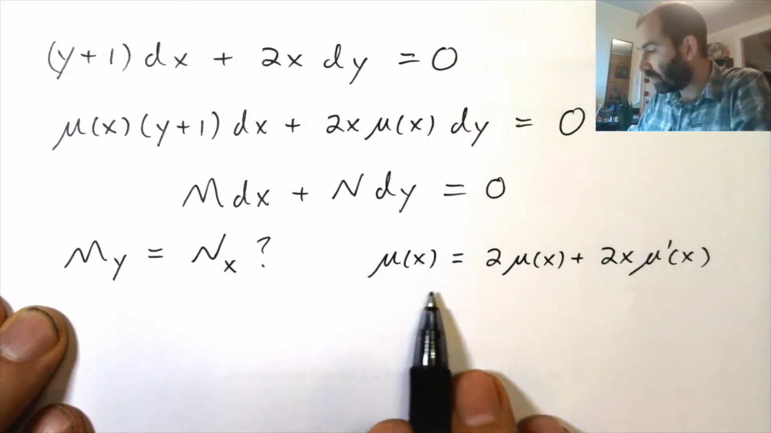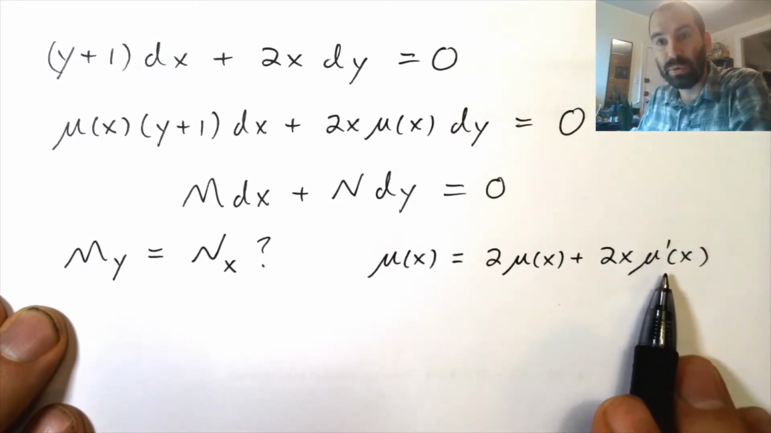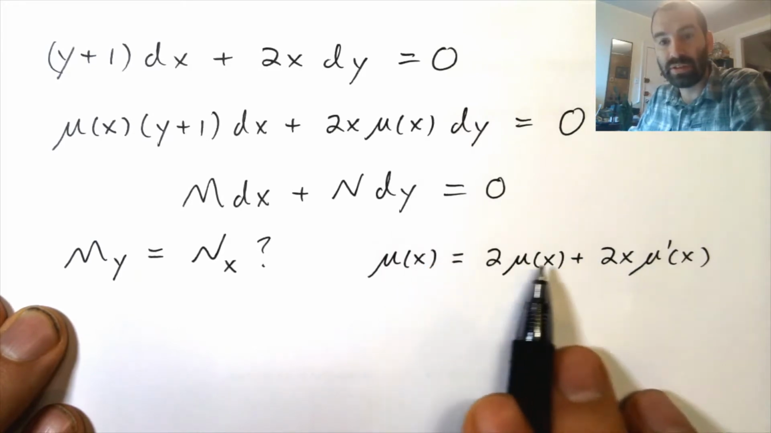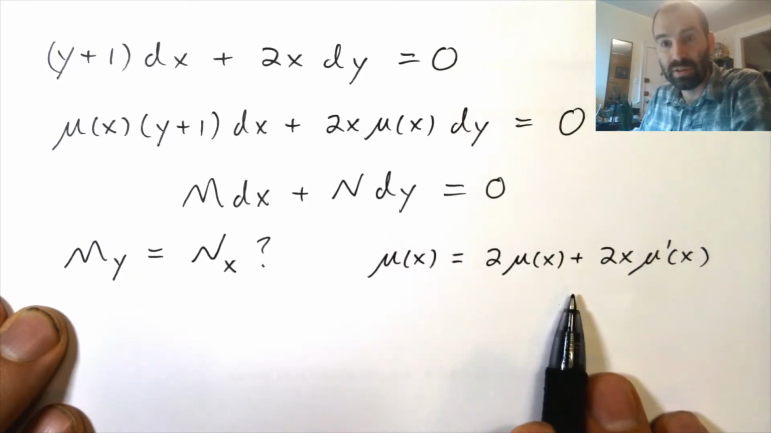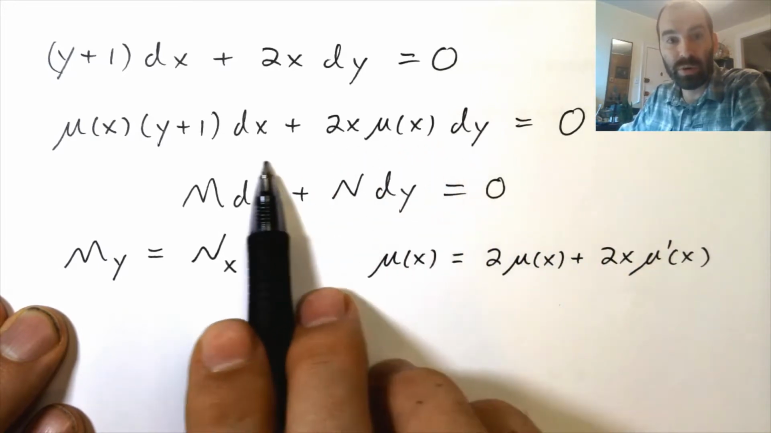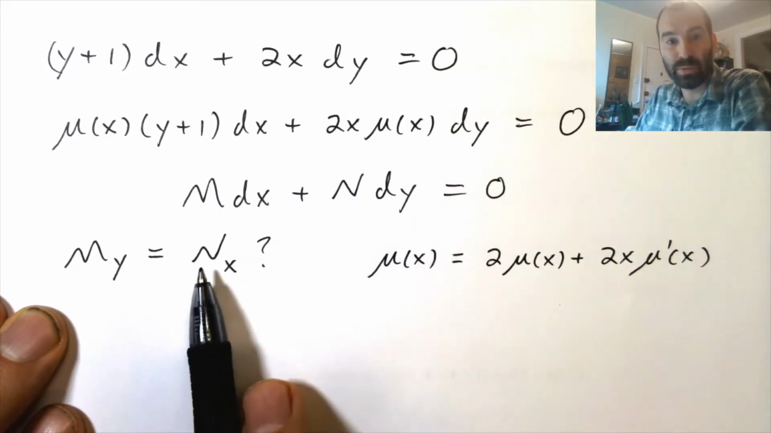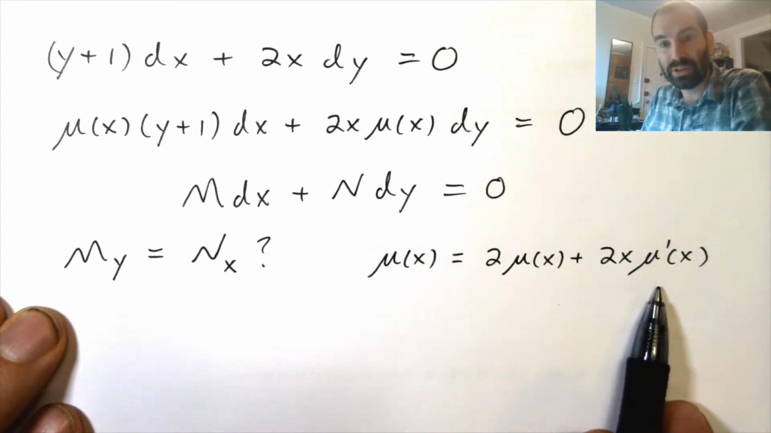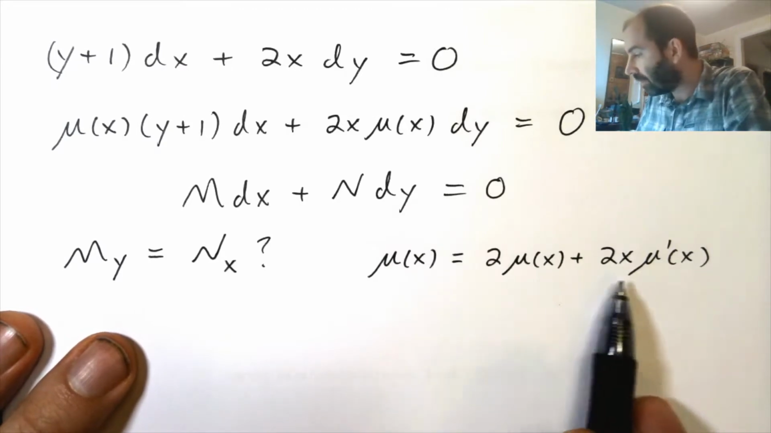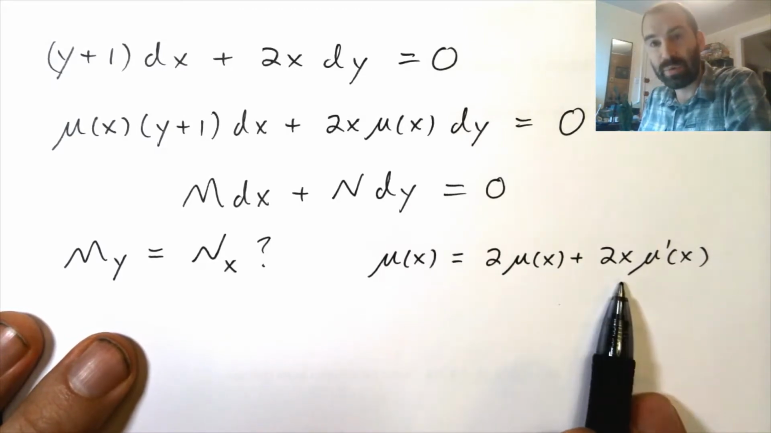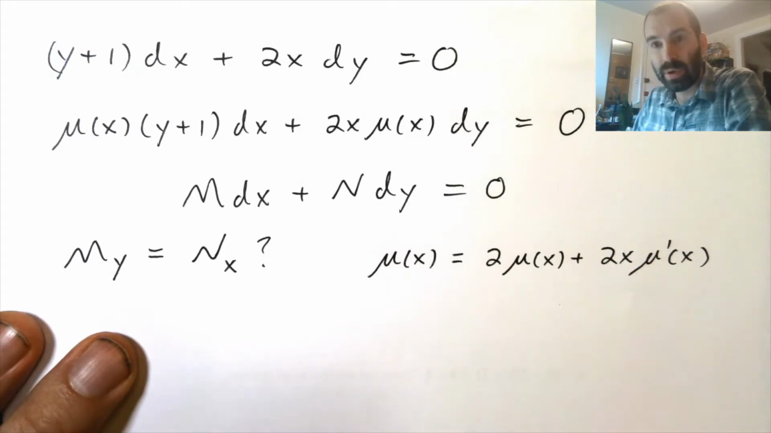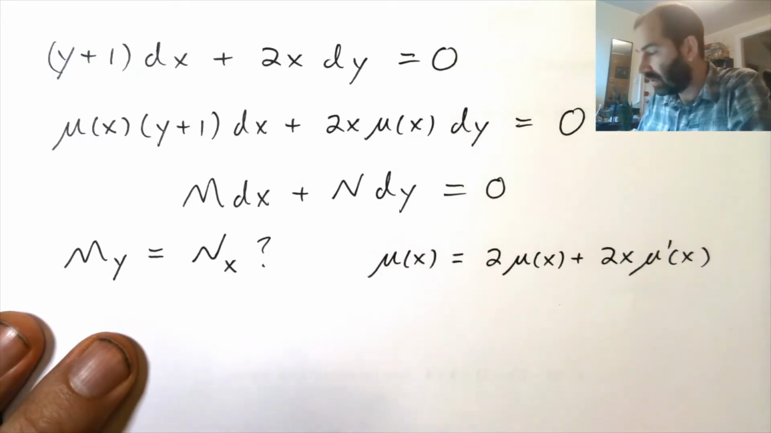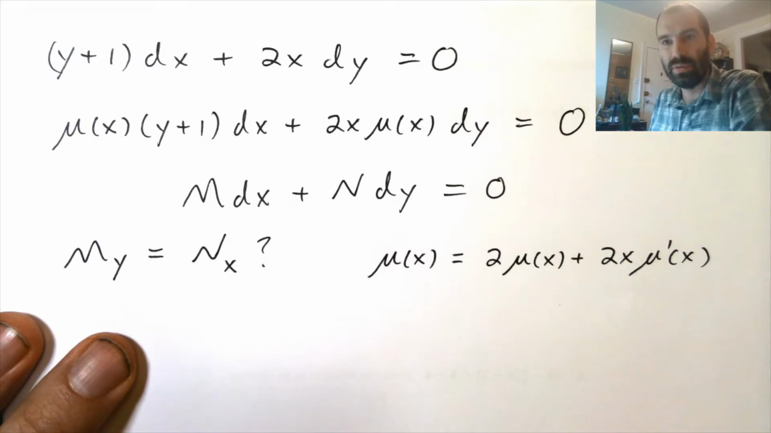Now we have a differential equation. If we can find a mu so that this differential equation is solved, then we will have transformed this into an exact differential equation because this condition will be satisfied. So our goal is to solve this differential equation. This is a separable differential equation, so I'm going to ask you to pause the video, solve this for mu, and then we'll come back and compare our answers. Okay? So 3, 2, 1.